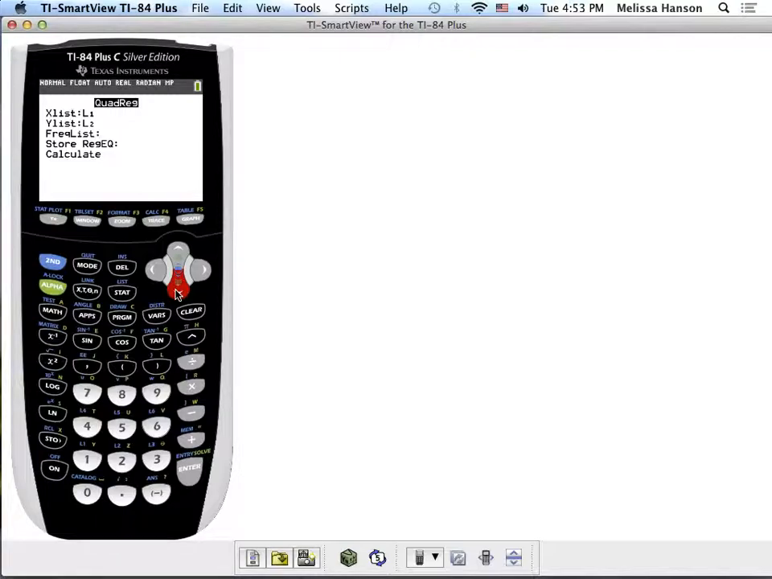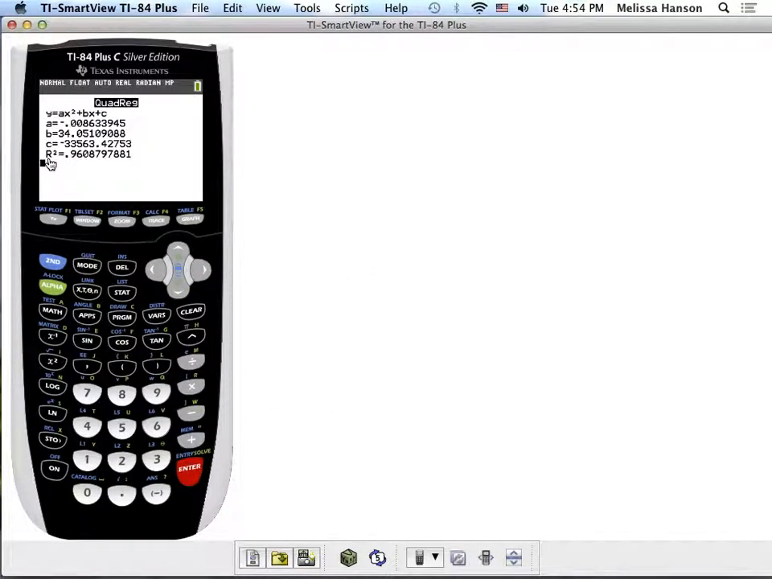In the X list should be L1 because that's where I entered my X values. In the Y list, I entered L2 because that's where I entered my Y values, in list 2. I'm going to store my regression equation: Vars, Y Vars, Function, Y1. I'm going to store that equation in Y1 in my equation editor up here. And then I'm going to enter calculate.